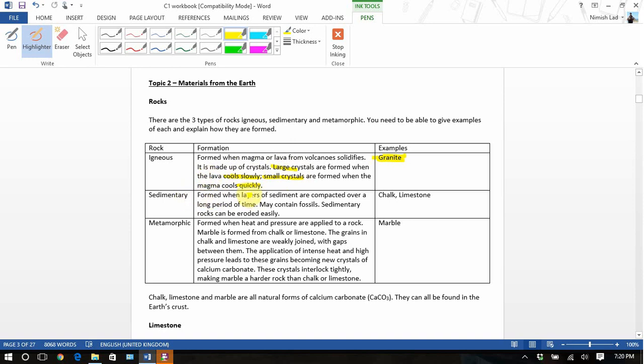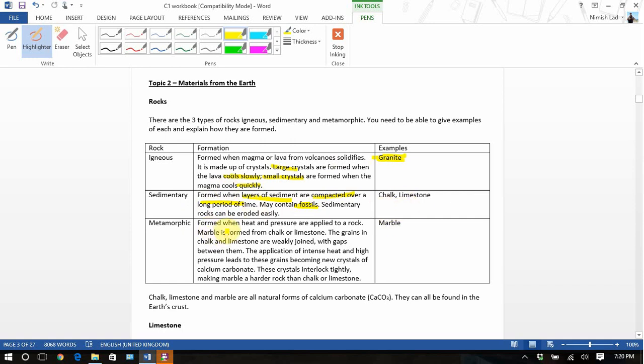Sedimentary rocks, okay, they are made up of layers of sediment and they're compacted over a long period of time. So sediment is like broken bits of rock over a long period of time, get compacted together. They may contain fossils. Okay, not always, but they may contain fossils. But if you see a fossil, the rock's definitely sedimentary. They can be eroded easily. The main examples of these are like chalk and limestone.